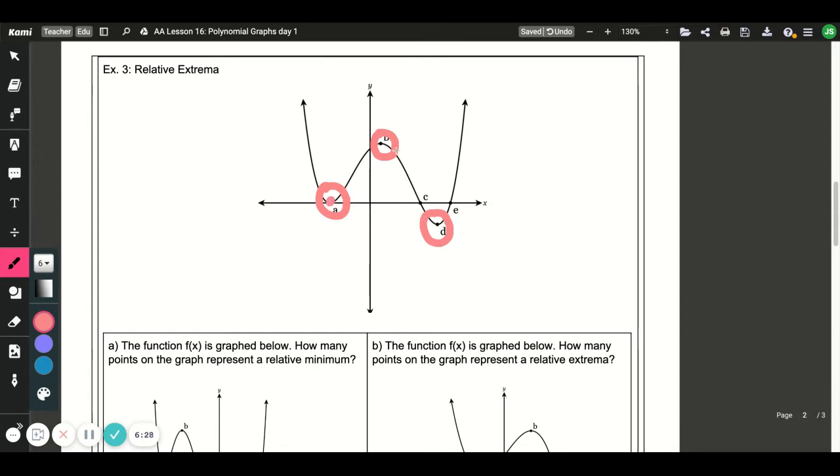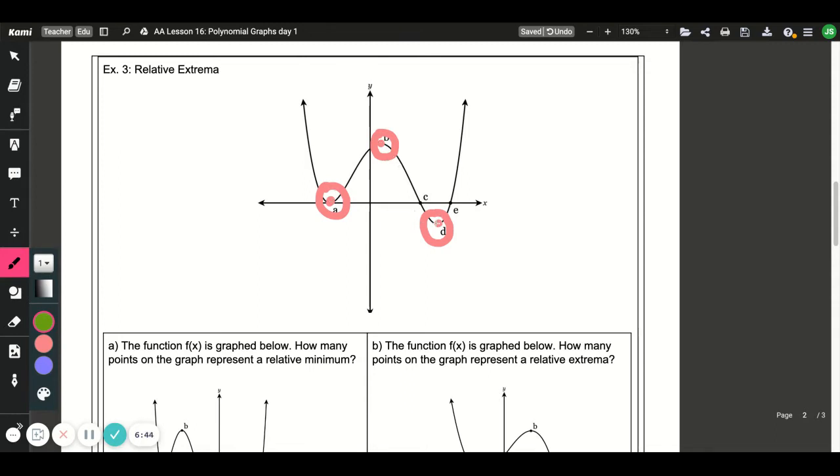Those are extreme values. So they could ask you 3 different things for this problem. They can ask you what the extreme values are. That would be all 3 of these. All 3 of those are extreme values.